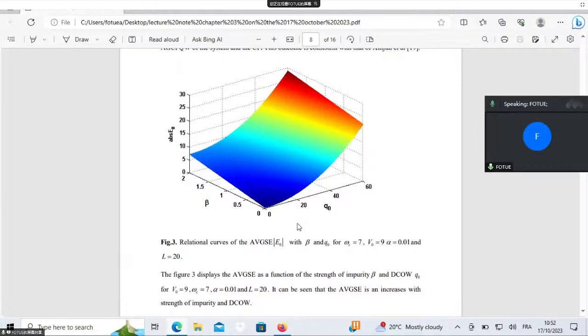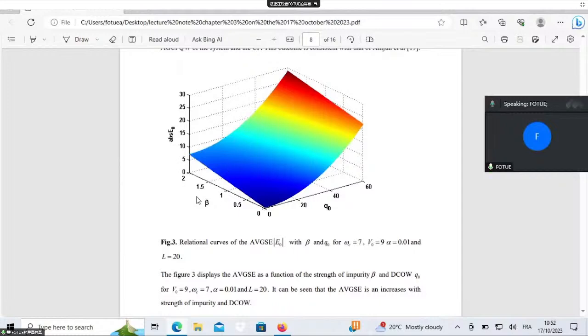For Q0, as Q0 is increased, the cyclotron parameter can even reach a higher value, and this higher value is modulated by Q0. We see, for example, that as Q0 is near 0, and with beta at its maximum, the impurity at its maximum in the system, the absolute value of the energy is around 7.